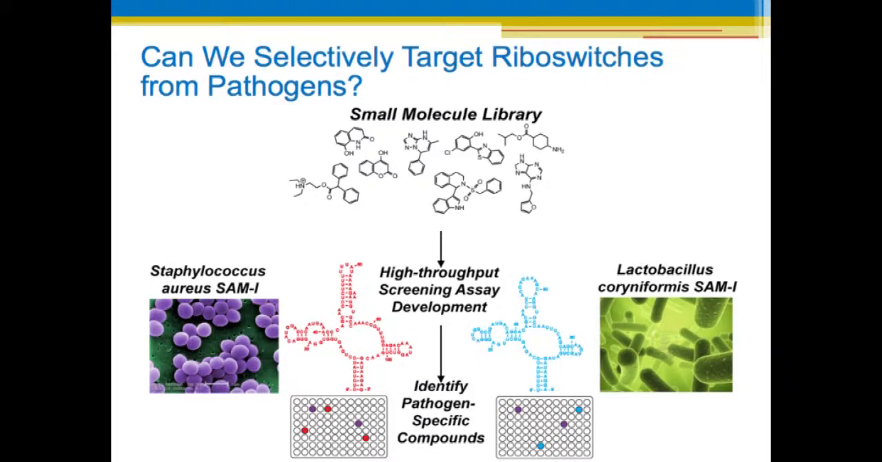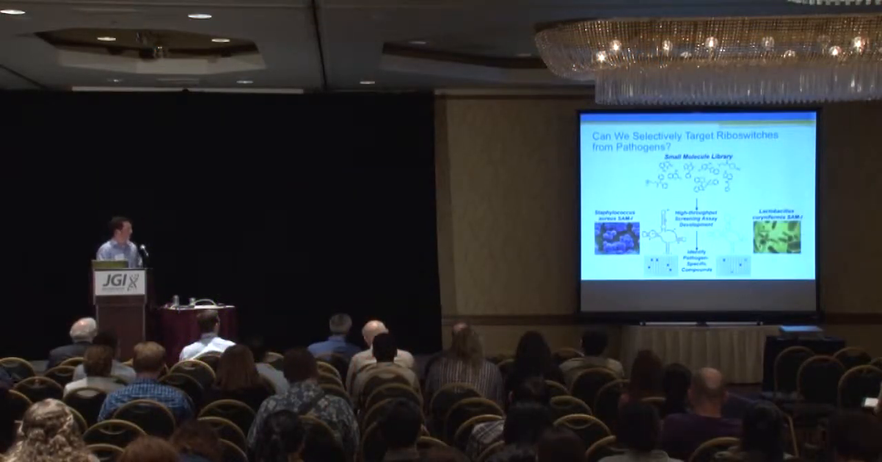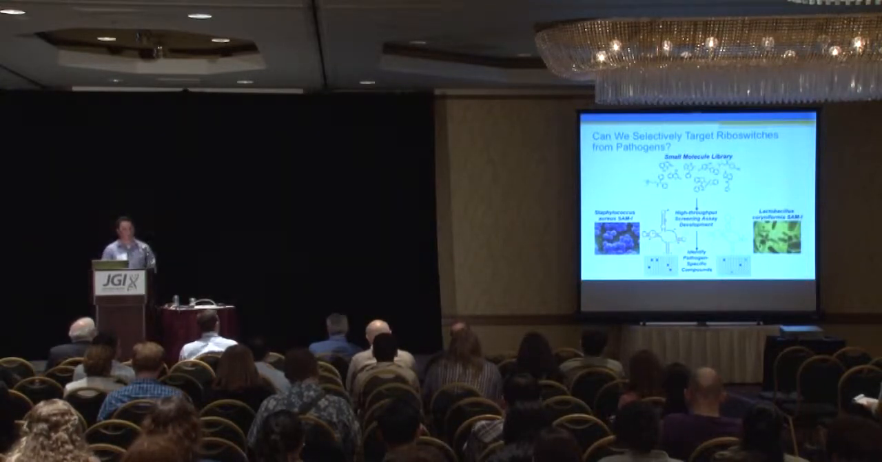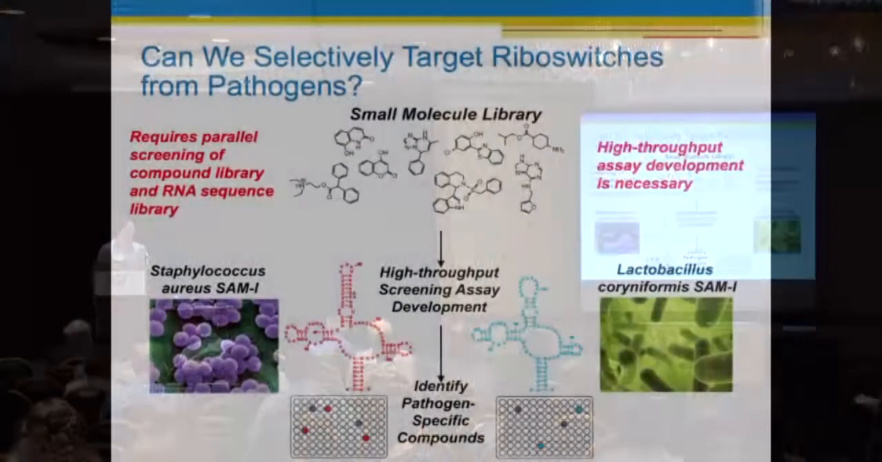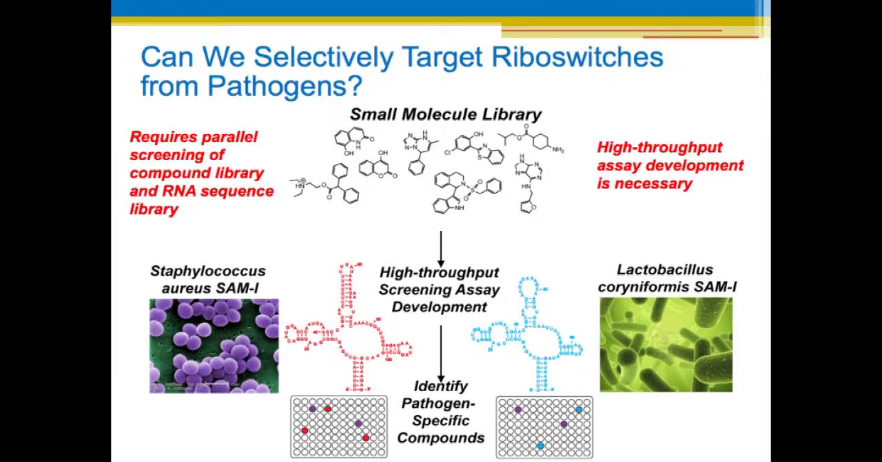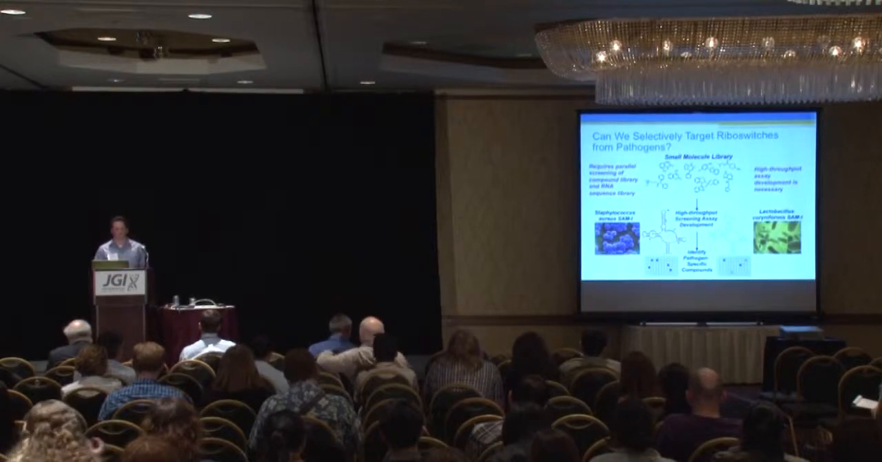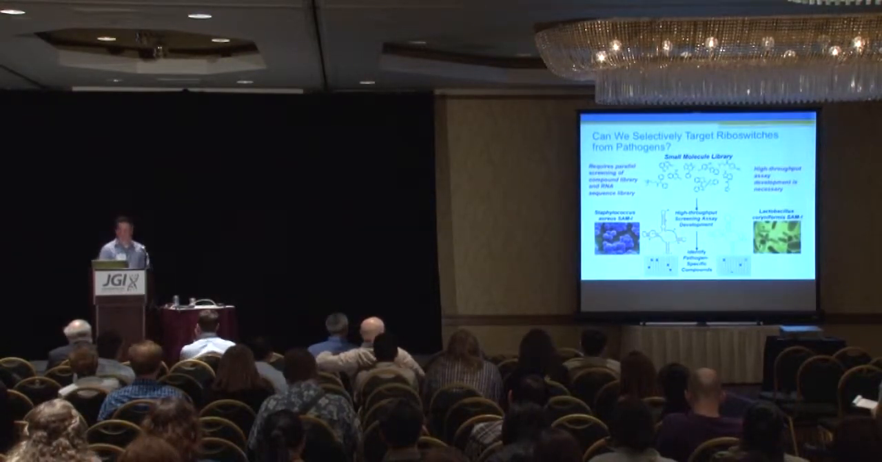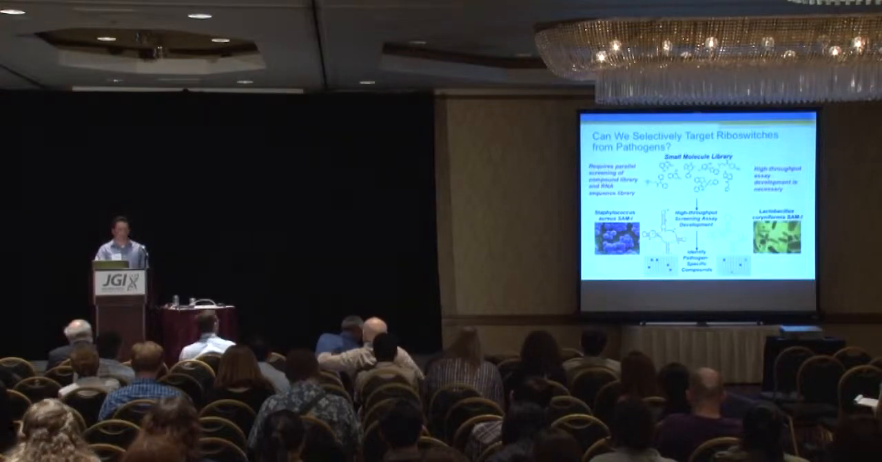Can we take a riboswitch that's found in a pathogen such as Staphylococcus aureus and another riboswitch sequence from a commensal bacteria such as Lactobacillus, and can we develop screening assays and methods to screen for compounds that selectively target pathogenic sequences over the non-pathogenic organisms? This is a pretty exciting idea, but it requires a lot of challenging work, in that you have to screen a large compound library of small molecules and also potentially a large RNA sequence library as well. So you're screening a library against another library, and this is very difficult to do. So we're looking at methods of high-throughput screening development to enable this type of experiment.